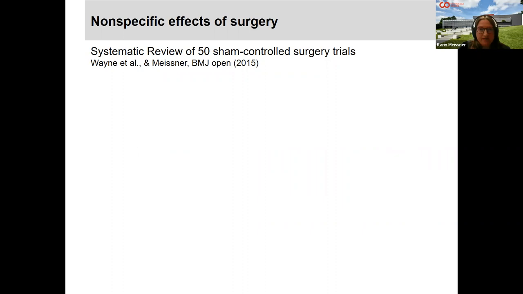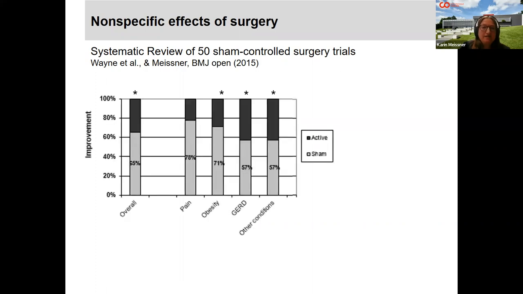And therefore, and now I will come to this systematic review, we looked for trials in the literature in which a surgical intervention was compared to a placebo intervention. We found about 50 trials, and analyzed again the non-specific treatment effect in comparison to the total treatment effect. This is the non-specific treatment effect, and in black, the specific treatment effect, overall on the left-hand side, and also for all pain conditions and obesity and gastroesophageal reflux disease, and also for all other conditions.